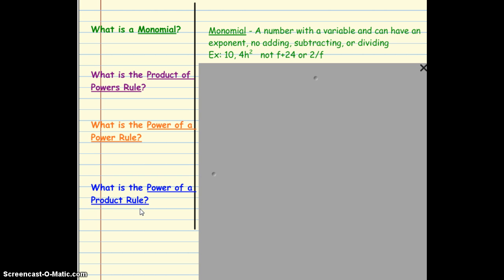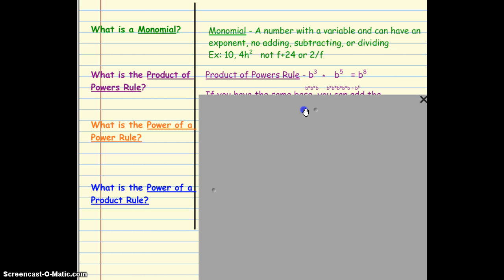First of all, what is a monomial? Well, a monomial is a number which can have a variable and it can have an exponent. There is no adding, there's no subtracting, and there's no dividing. For example, 10 is a monomial. It's one term. 4h squared is also a monomial. But f plus 24 is not because it has adding, and 2 divided by f is not a monomial as well.